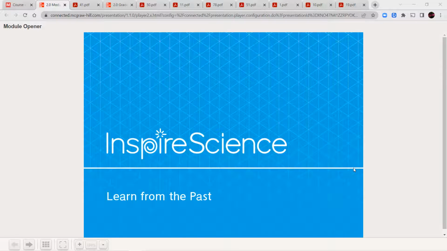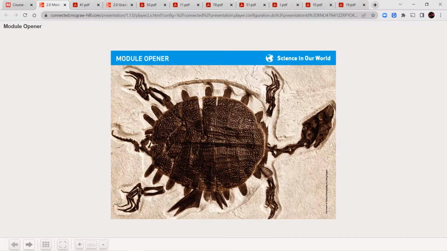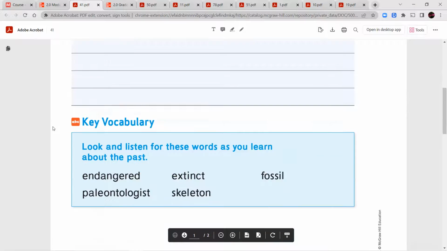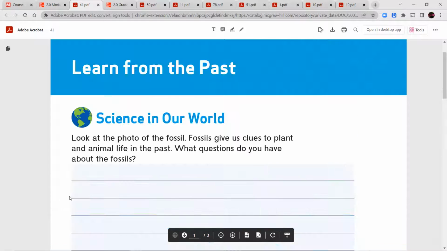We're in module 7, and this module is titled Learn from the Past. So in this module, we're going to talk about fossils and a lot of things that are related to fossils. So in your workbooks, you're going to start on page 270.